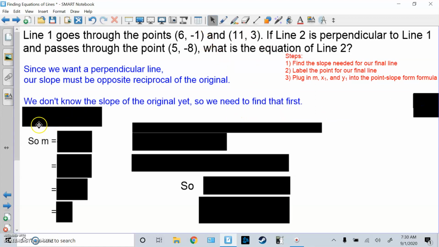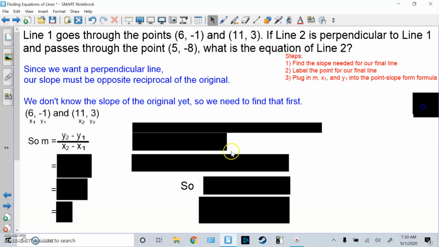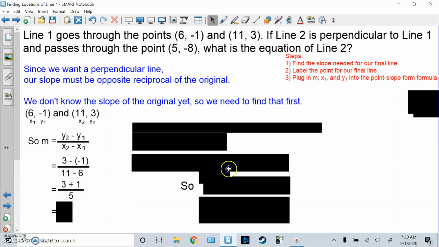So we have 2 points, so we can do the slope formula. So I'm going to label those 2 points, x1, y1, x2, y2. Fill in the formula. Change in y's over change in x. So 3 minus -1 over 11 minus 6. Remember, just negatively adding, so 3 plus 1 on top. 11 minus 6 is 5. Combine the top, we get 4 over 5. Always check if we reduce, but that's done.